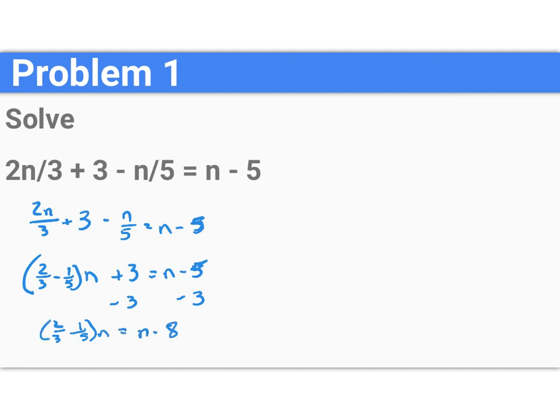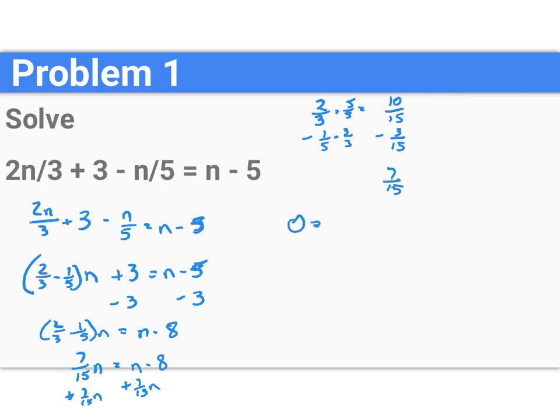So let's deal with these two fractions. 2/3 minus 1/5. 15 is the lowest common denominator, so we multiply by 3 over 3 and 5 over 5. We get 10 over 15 minus 3 over 15, which gives us 7 over 15. And 7 over 15 n equals n minus 8. Let's add 7/15 n to both sides.